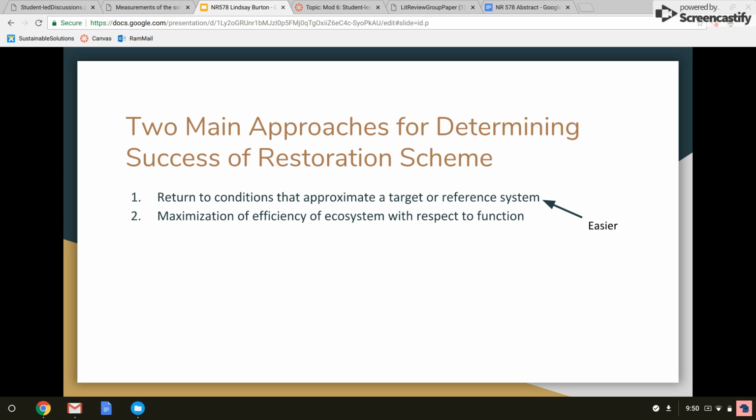He saw two main approaches for determining success of the restoration scheme. The first being return to conditions that approximate a target or reference system, and the second, maximization of efficiency of the ecosystem with respect to function. The first, he highlights, was much easier than the second.